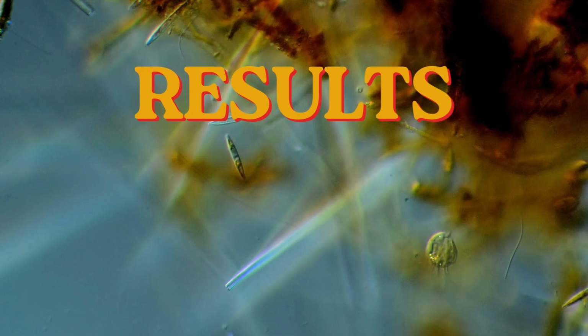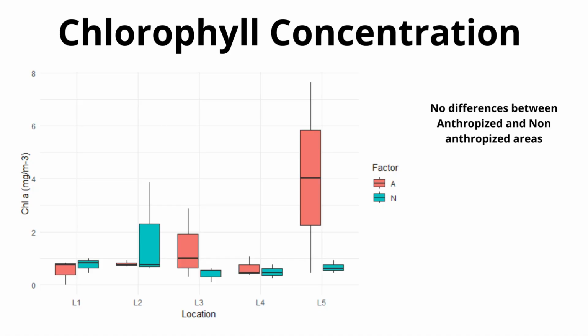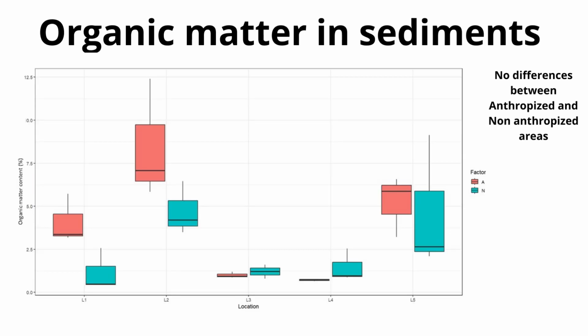And finally, our results. The chlorophyll concentrations we obtained were not significantly different between the enterprise and non-enterprise sites, and the content in organic matter was only significantly different in some of the locations. About the nutrients, all the sites had the same value in the test scale.